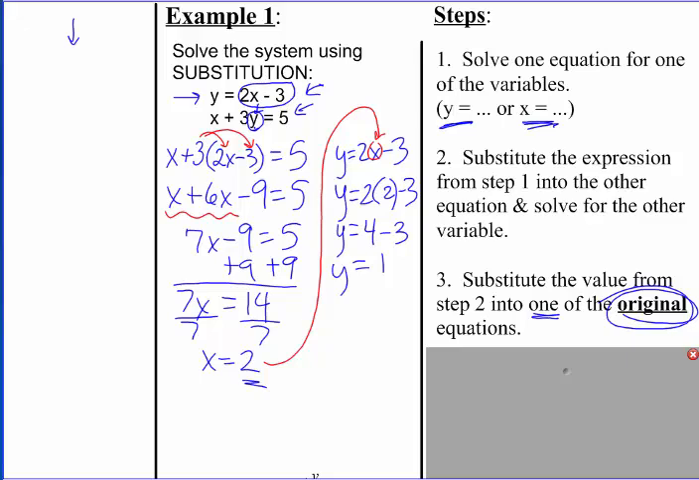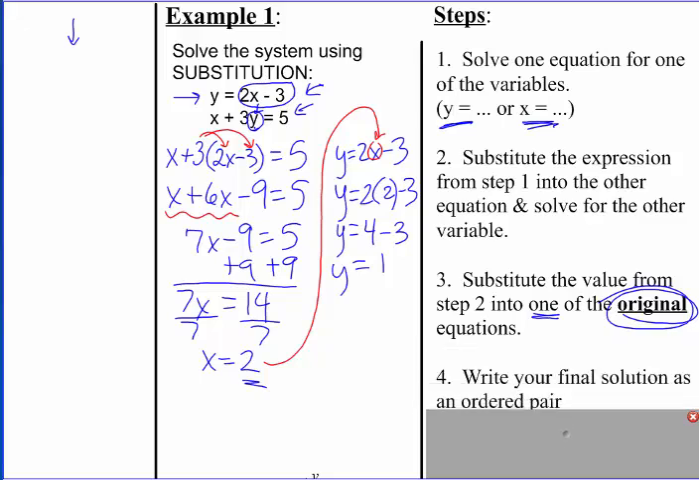So y is equal to 1. Once you have both values, you must write your final solution as an ordered pair. That means it's x comma y. You have to write it in that format, otherwise you've not yet given me an answer.